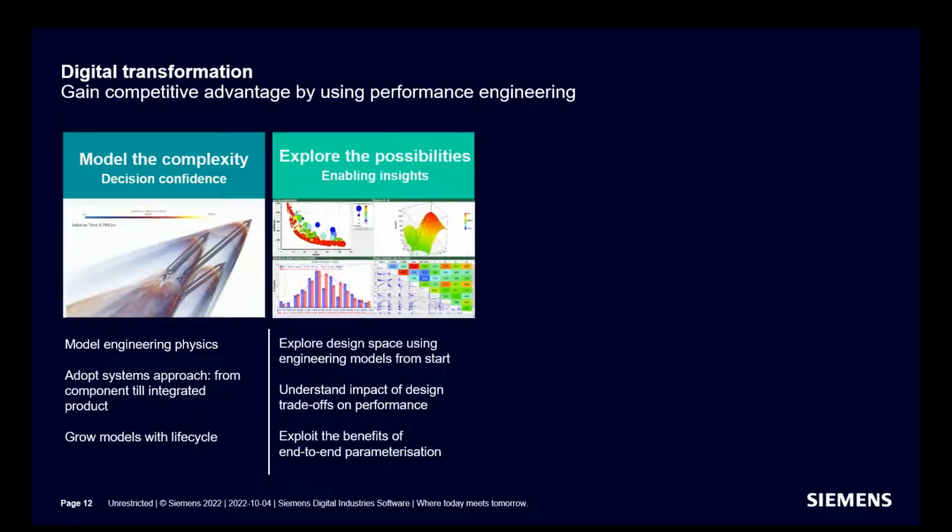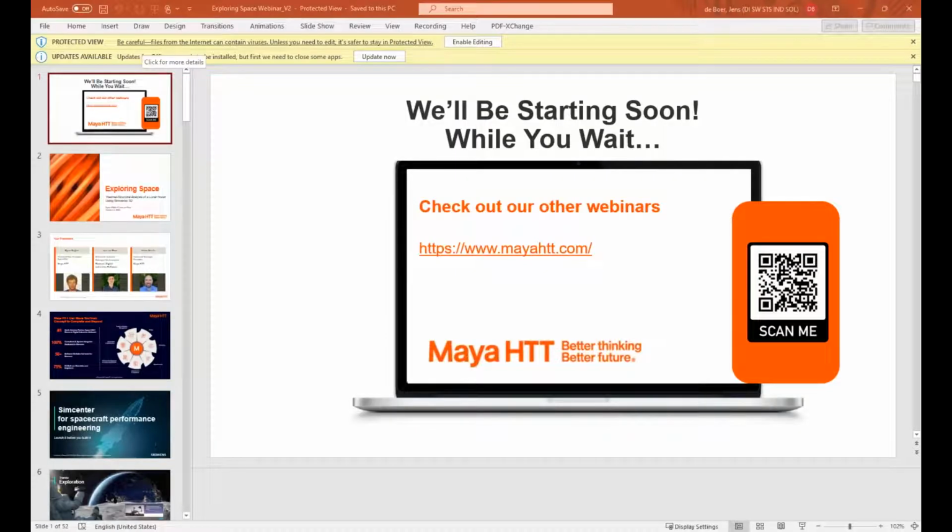We also want to make it easier to do exploration around those designs, to explore the possibilities, to do multi-domain optimization across various domains, to do trade-offs, and to understand how an uncertainty in a certain domain affects uncertainty in another domain, to do some uncertainty propagation. That's another aspect of what we want to do.